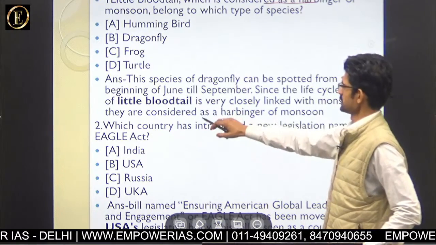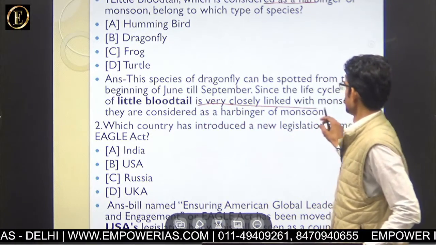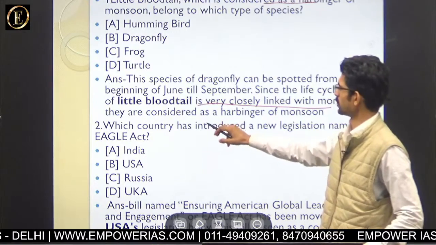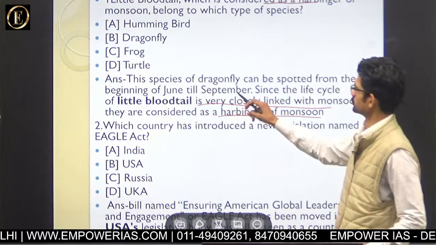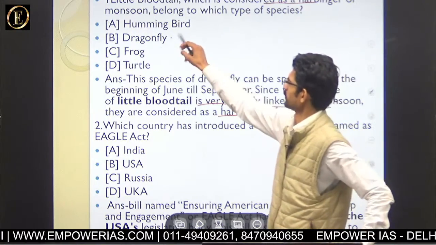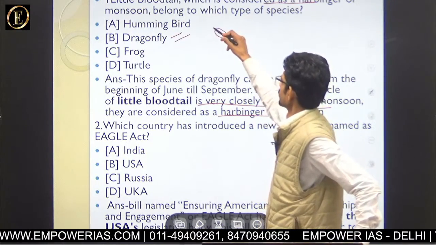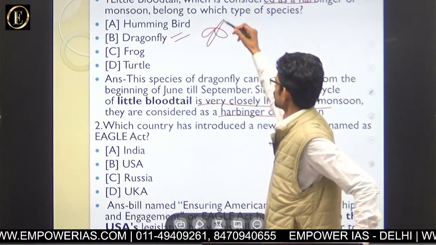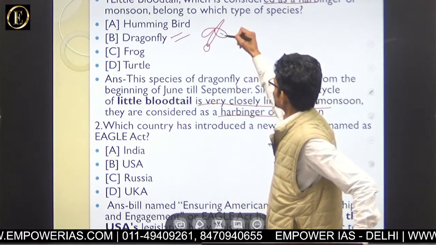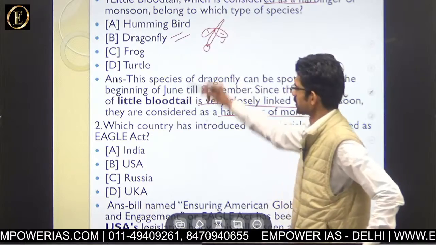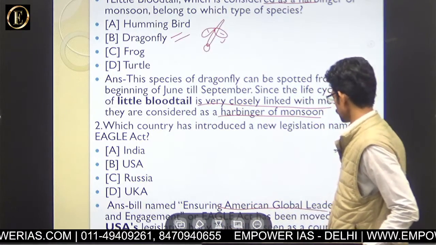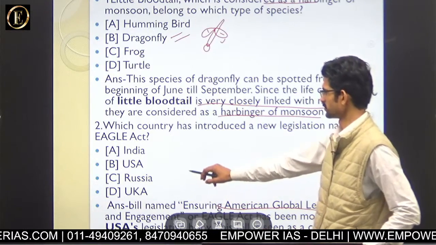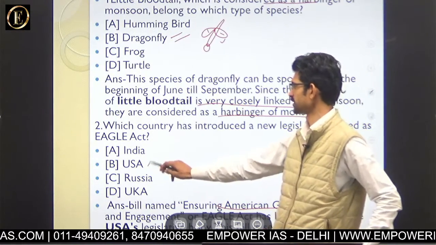Now, the little bottle is under consideration of which part? The answer is that the little bottle appears in the monsoon and is a harbinger of the monsoon. It is a part of the dragonfly. We see dragonflies flying when it is about to rain. That is the little bottle. What is the Eagle Act? Ensuring America's global leadership. That forms the Eagle Act by the USA.